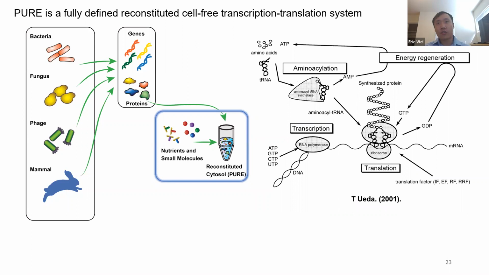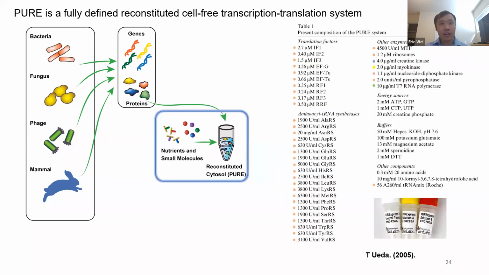And using this knowledge that we have, in Japan in 2001, a group was able to take all of the enzymes that they needed for all of the processes that were required for transcription and translation, and build a fully defined reconstituted cell-free system known as the PURE system.